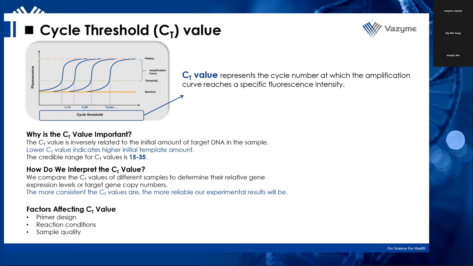Some of the factors that can affect your CT value are primer design, so whether it's a good primer or not, whether it can bind to your target gene or not. Then you also have the reaction conditions, like the temperature and all that, as well as your sample quality. Like I mentioned initially, if your RNA is terrible, or your concentration is very low, then the sample quality is bad, right? So your CT value will be very high.